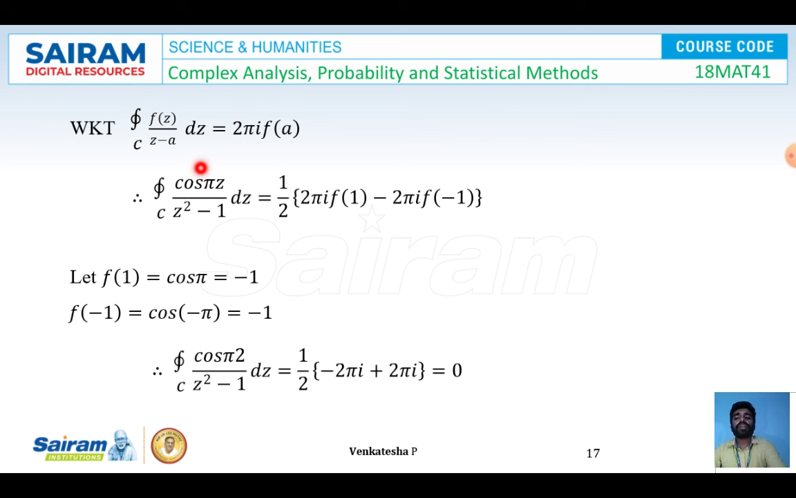So in this function f of z, I'm going to replace, so I'll be getting the value f of 1 will be equal to cos pi, and cos pi is minus 1. Similarly, f of minus 1 is cos of minus pi, it will become cos pi only, it is minus 1. After replacing both the values, I got the integral over the region C cos pi z by z square minus 1 dz will be equal to 1 by 2 into minus 2 pi i plus 2 pi i. So it will be equal to 0. So hence I got the integral over the region C cos pi z by z square minus 1 into dz is equal to 0.